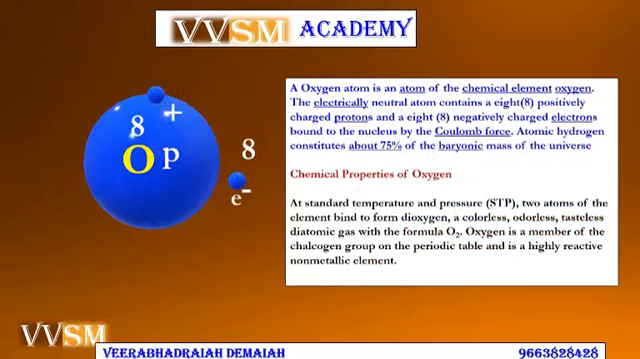The oxygen atom is an atom of the chemical element oxygen. The electrically neutral atom contains 8 positively charged protons and 8 negatively charged electrons bound to the nucleus by Coulomb force. Atomic hydrogen constitutes about 75% of the baryonic mass of the universe. Chemical properties of oxygen at standard temperature and pressure, STP: 2 atoms of the element bind to form dioxygen, a colorless, odorless, tasteless diatomic gas with the formula O2. Oxygen is a member of the chalcogen group on the periodic table and is a highly reactive nonmetallic element.